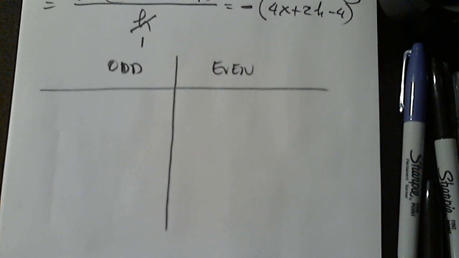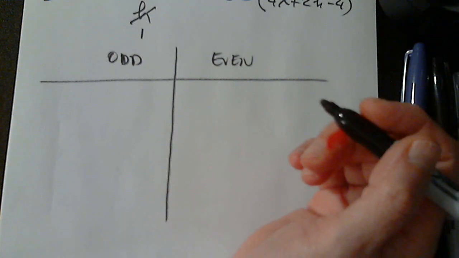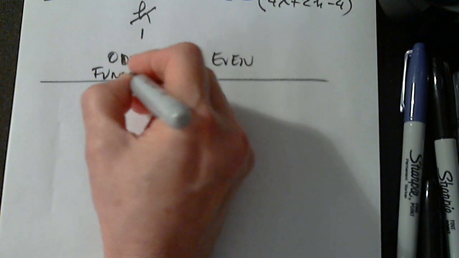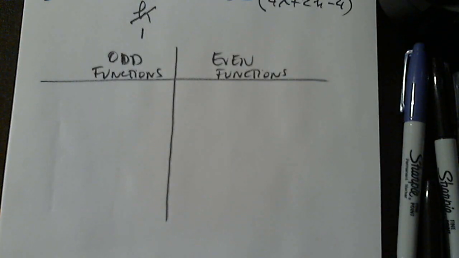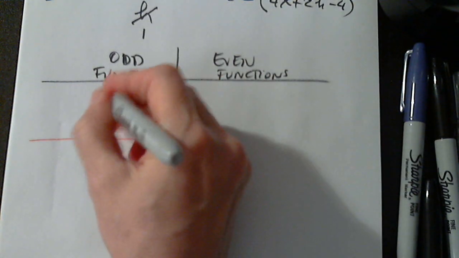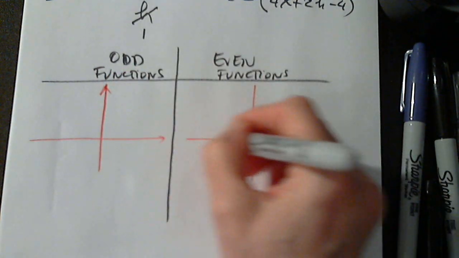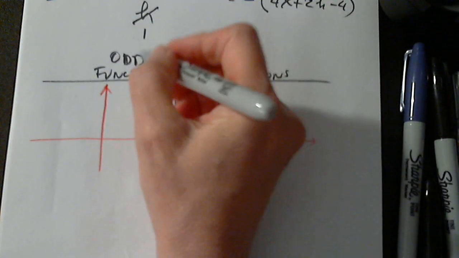Odd and even functions have nothing to do with odd numbers and even numbers. It's just a name. You may want to say it's an odd name. Okay, I agree. So odd functions, even functions. Now, what does this mean? What is an odd function? An odd function is a function that is symmetric with respect to the origin. So here's an example of an odd function.